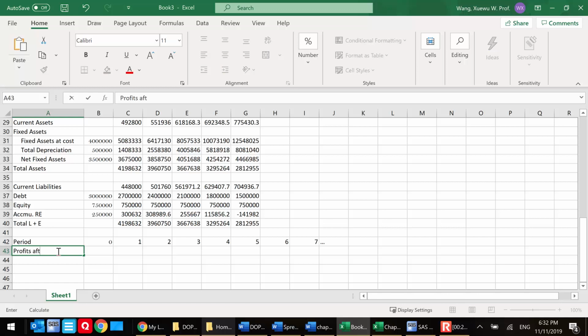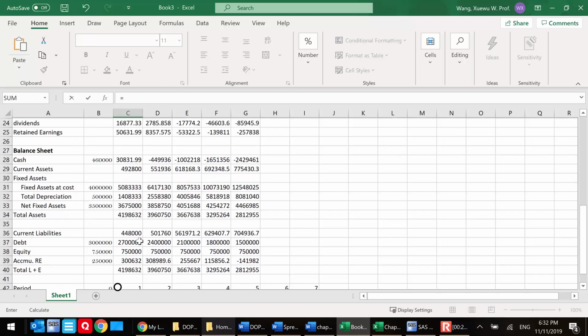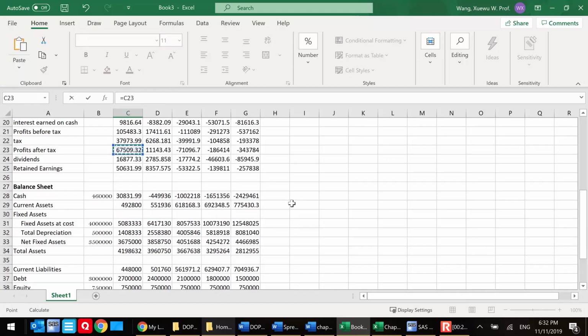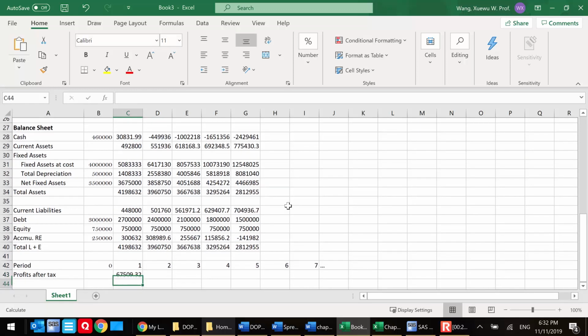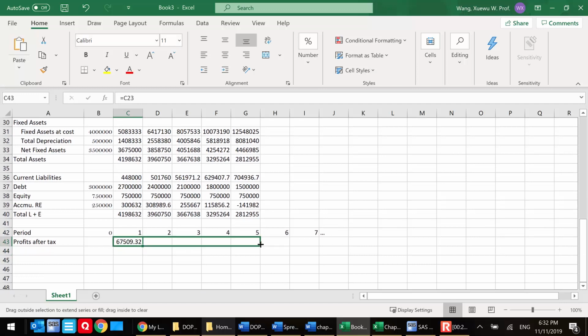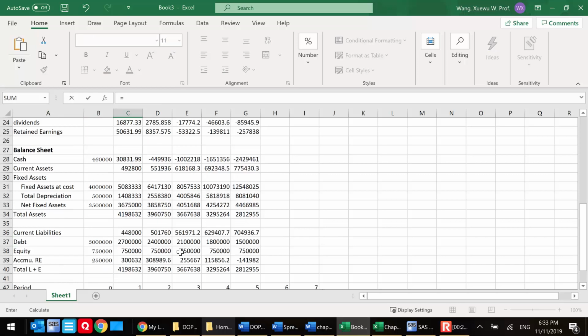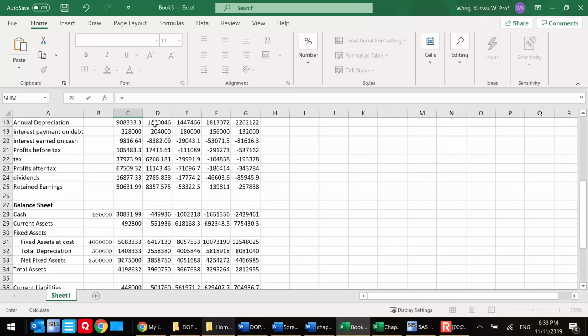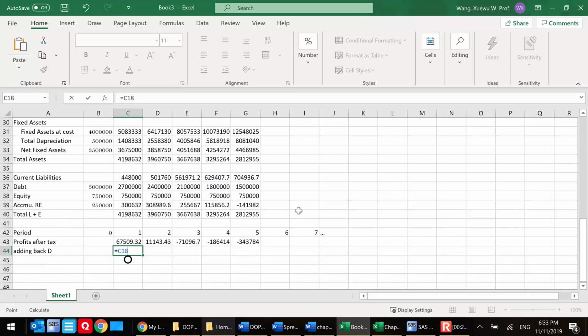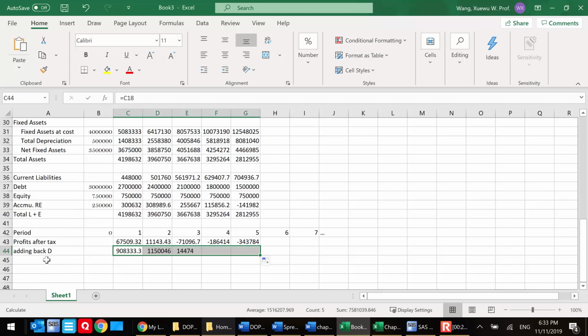So first of all, we're going to start from the profits after tax. So that is the income statement. That's the number in row 23. And I can copy this to year 5. And now I'm going to look at adding back depreciation. So the annual depreciation is going to be in the income statement, and that's in row 18. So that's C18, and let me copy this across, okay?